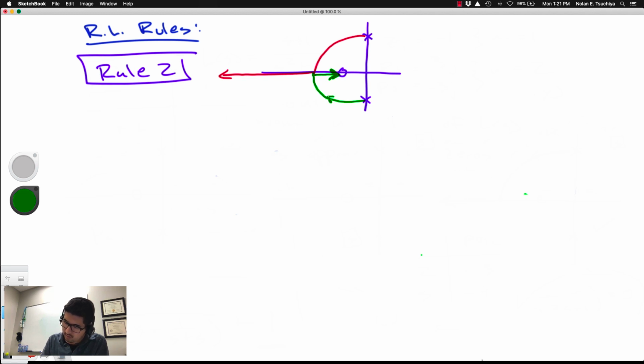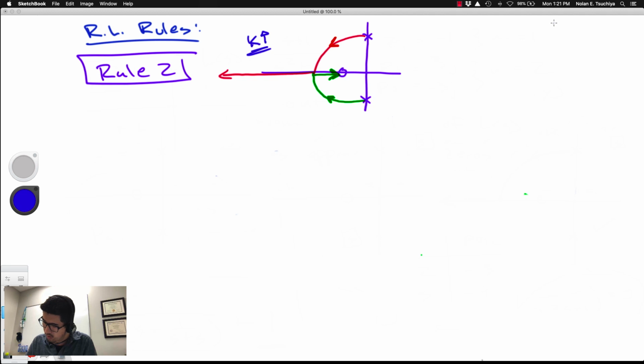Okay. By the way, the direction of the branches is critical when drawing the root locus plots. You need to make sure you indicate the direction of these branches because that corresponds to the direction of increasing the gain, right? So as the gain value is increased, the poles move along these branches in the direction indicated on the root locus. Okay, so this was the one possibility that satisfies rule 0 and rule 1.